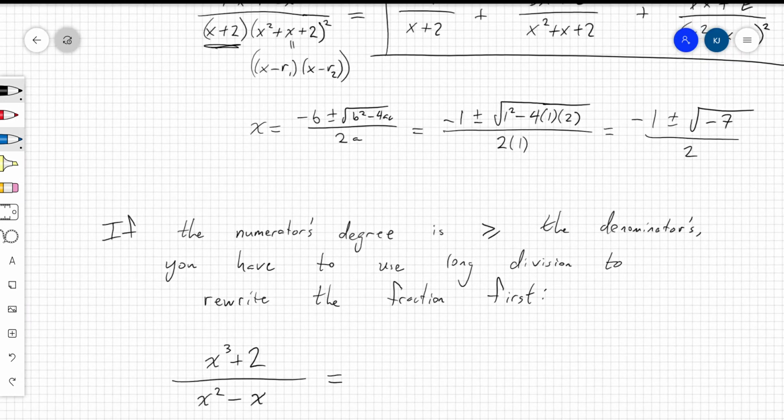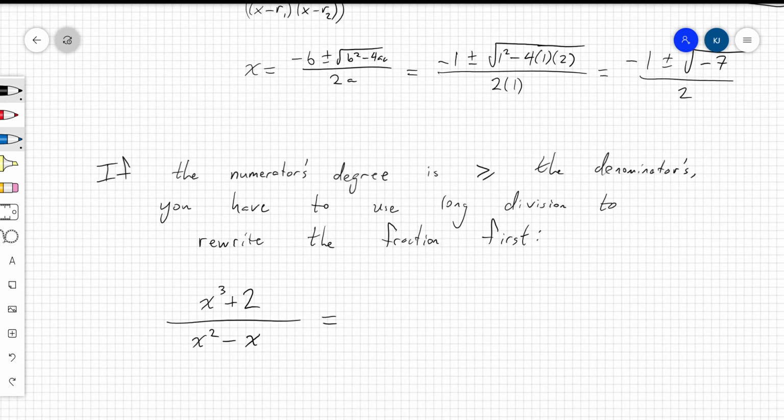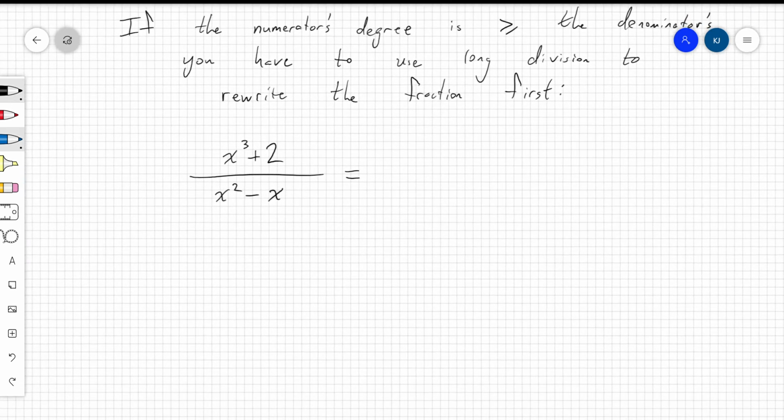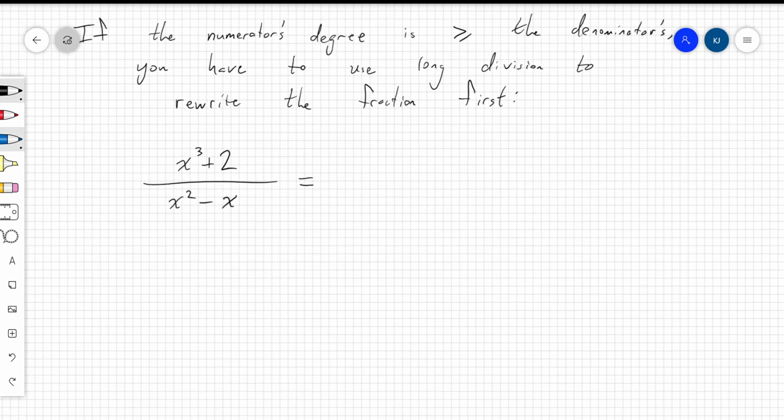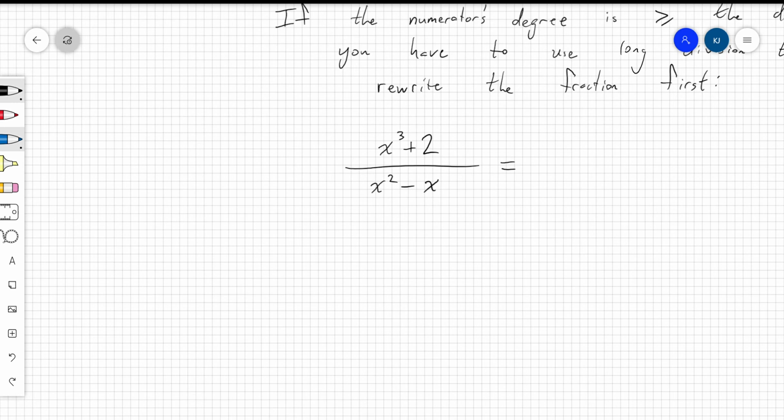There's one other subtlety that I want to mention before we finish out this example, and that's that if the numerator's degree is bigger than or equal to the denominator's, then you have to use long division first before you can actually split into these partial fractions. So for example here, the numerator's degree is 3, the denominator's degree is 2. So if I wanted to use partial fractions here, I unfortunately can't immediately split. What I have to do is maybe come over here and do some long division.